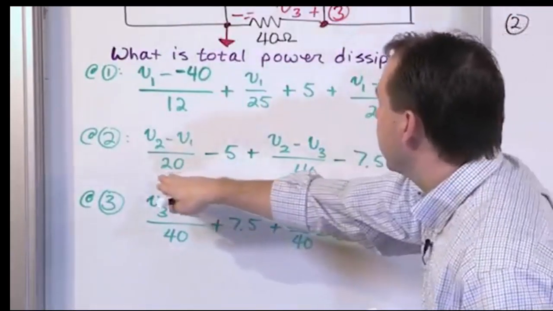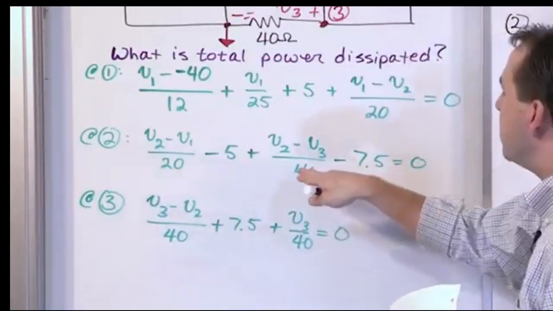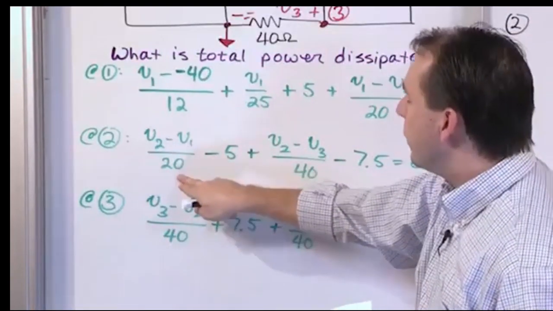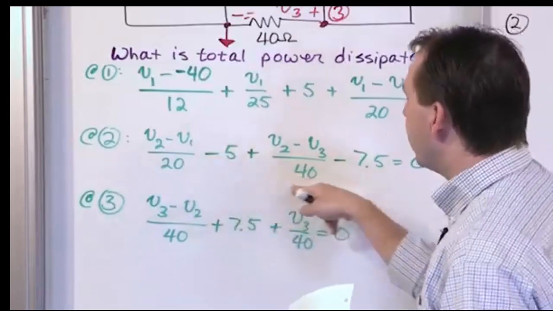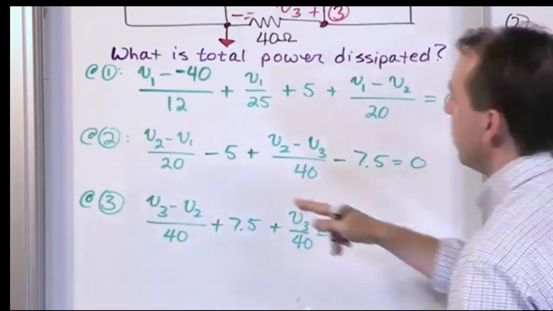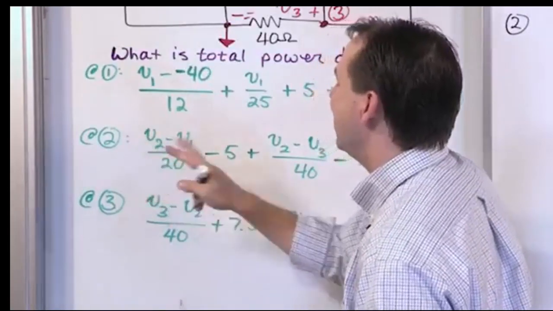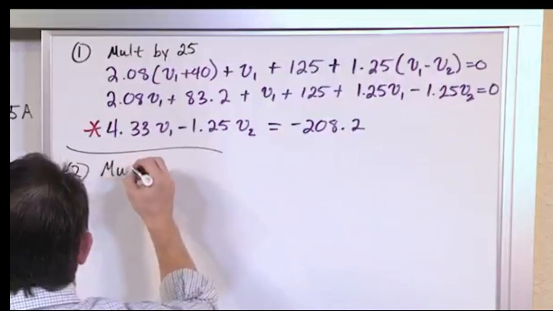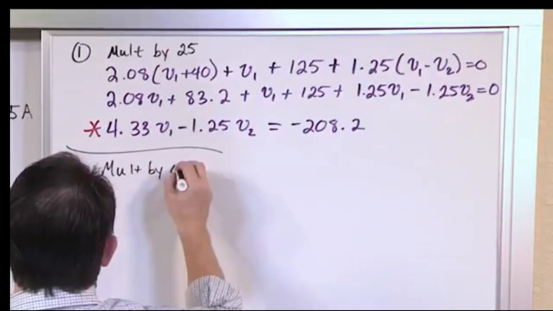So over here we look, now this is a lot nicer. If we multiply by 40, we'll eliminate this. This will be a number. 40 divided by 20 is a nice number, so we're going to have a nicer set of equations here. So let's multiply by 40. When we multiply by 40 here, 40 divided by 20 is 2. So what we'll have, let me write down, multiply by 40.